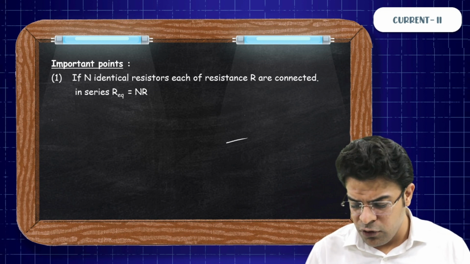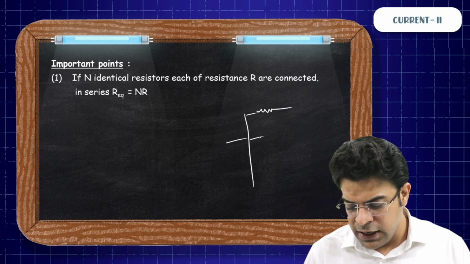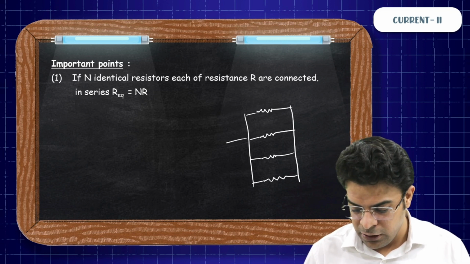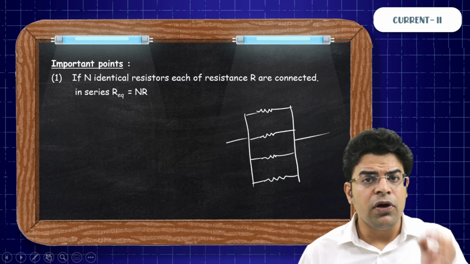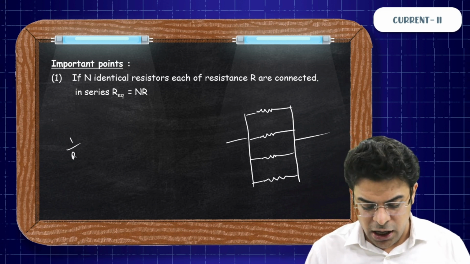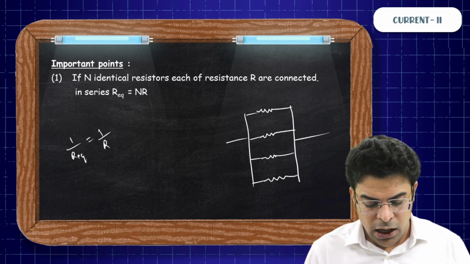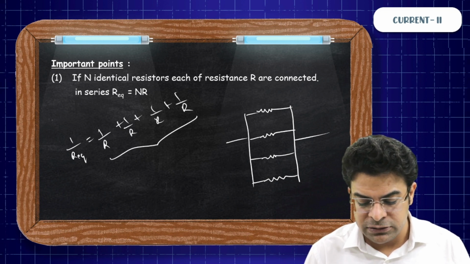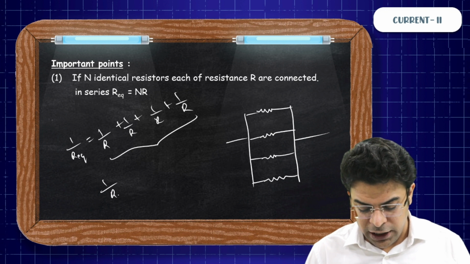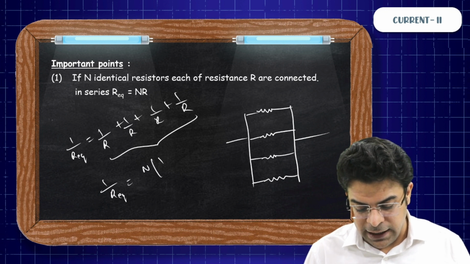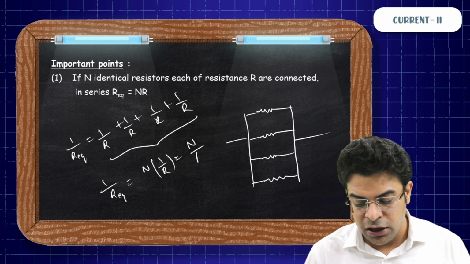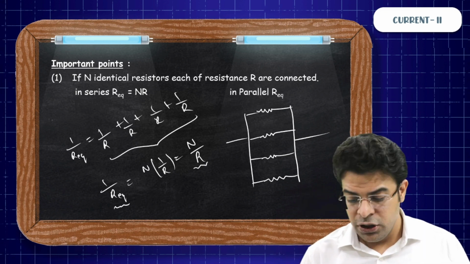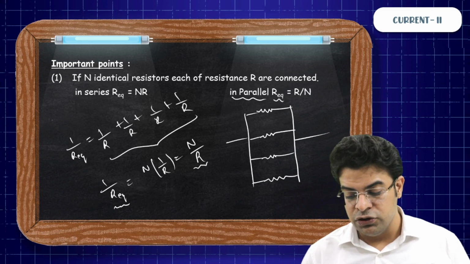Similarly, if you have got all these resistors connected in parallel, then what will be the equivalent resistance? So you will say 1 by R equivalent equals 1 by R plus 1 by R plus 1 by R plus 1 by R. How many times? N times. So you will get 1 upon R equivalent equals N times 1 by R. That becomes N by R. Now flipping both the sides, you will get that R equivalent equals R by N. So if connected in parallel, R equivalent equals R by N.